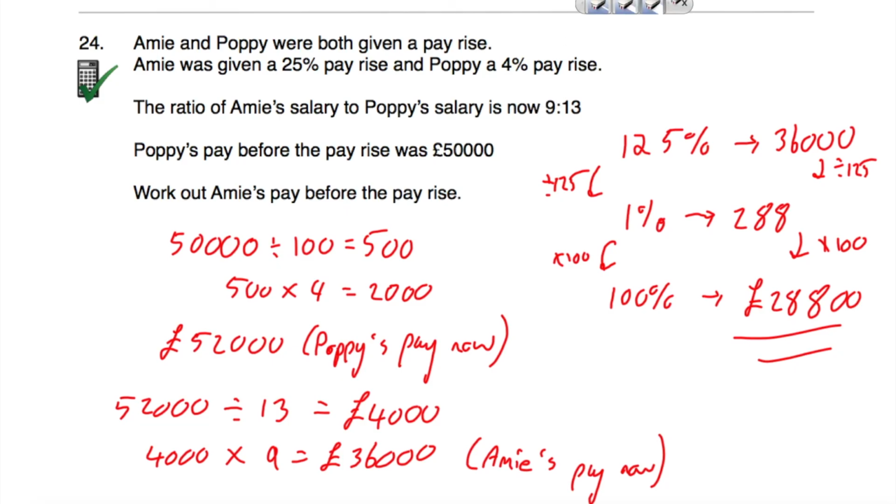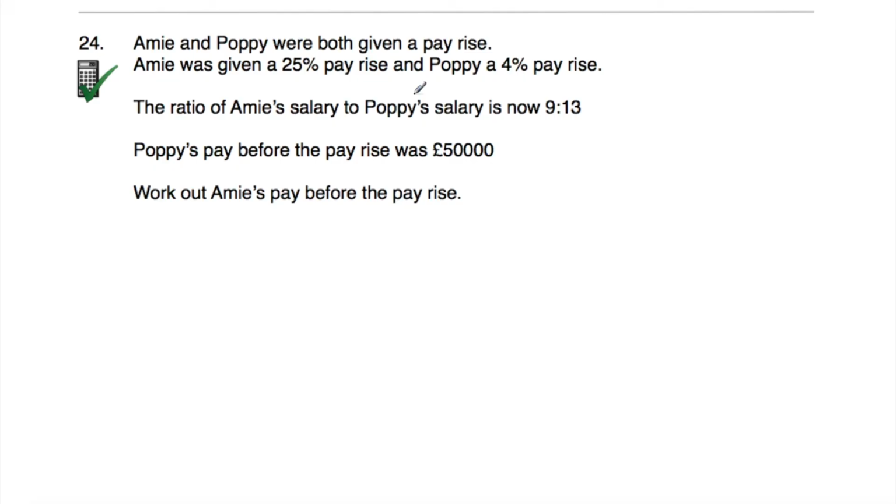Okay, let's have a look at this question again using a multiplier technique. If we want to do reverse percentage using multipliers, again, we're told that Amy's given a 25% pay rise, so that multiplier would be 1.25. Poppy's been given a 4% pay rise, so that multiplier would be 1.04. And the ratio of Amy's salary to Poppy's salary now is 9 to 13. Poppy's pay before the pay rise was £50,000.